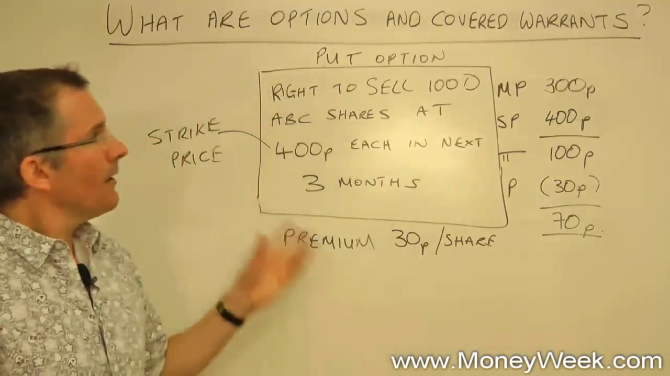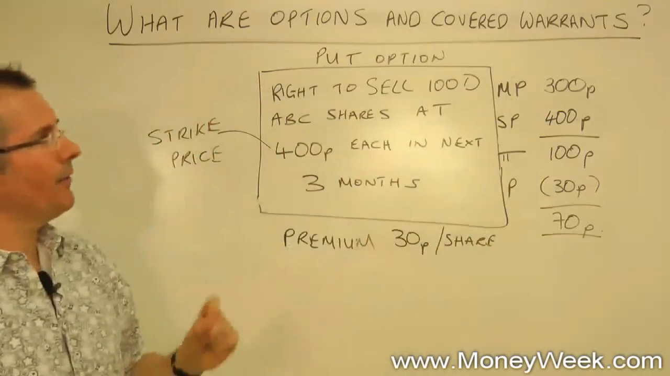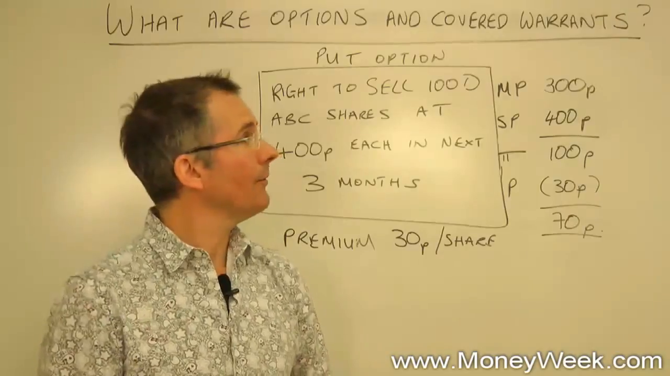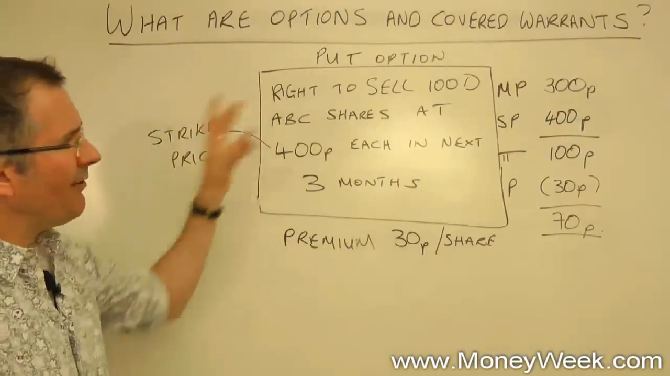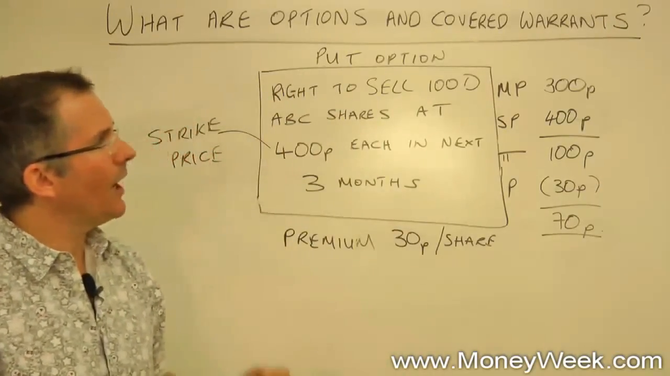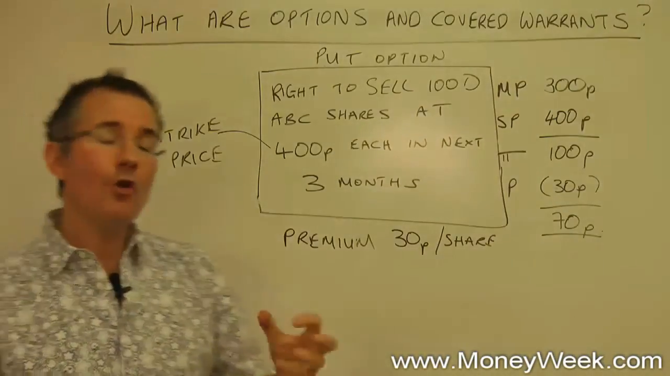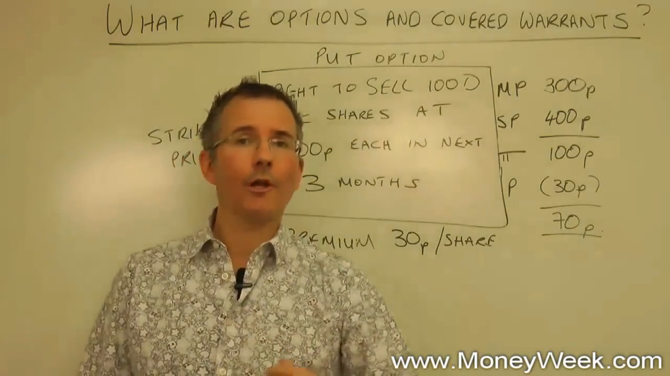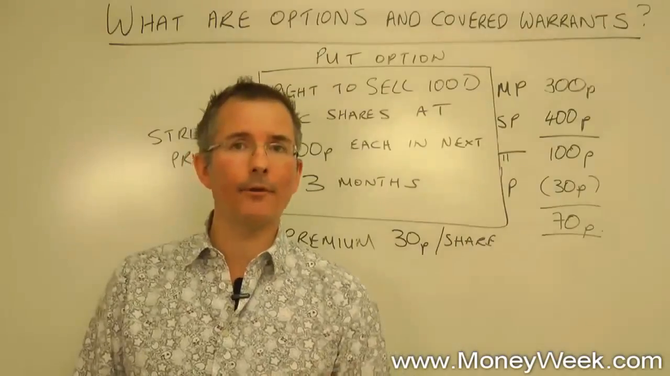All right? So that changes the viewpoint of the holder and the writer, as they're called. Now, I'm going to finish off on this introductory video with some observations here. So we have two basic types of option and covered warrant, the call and the put.